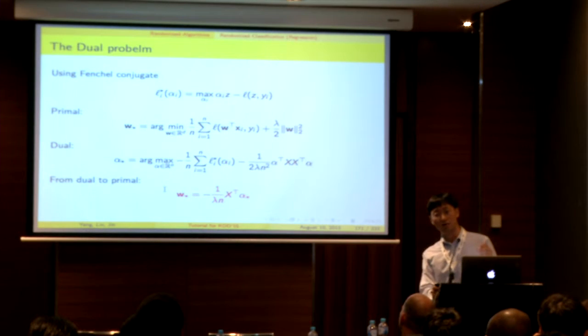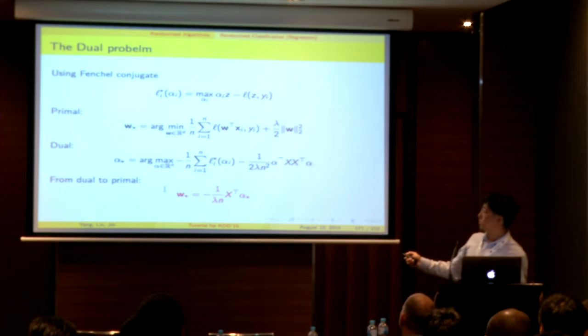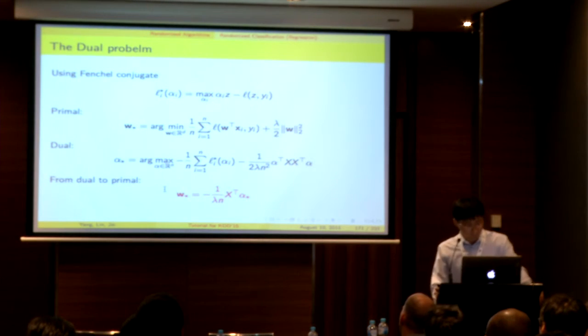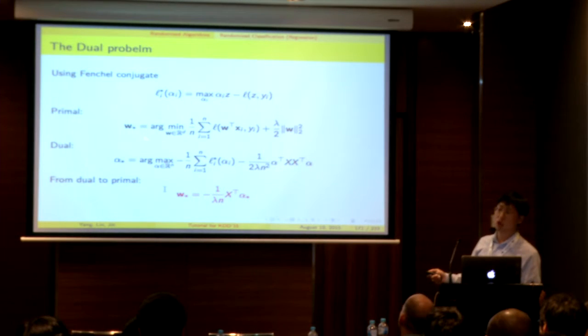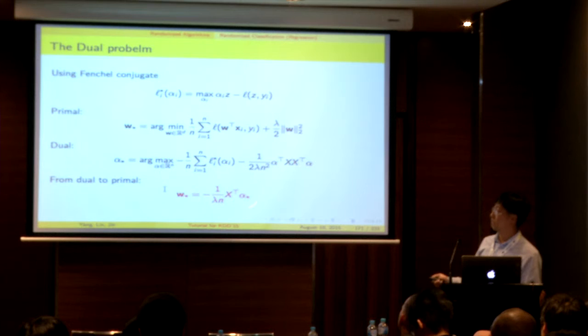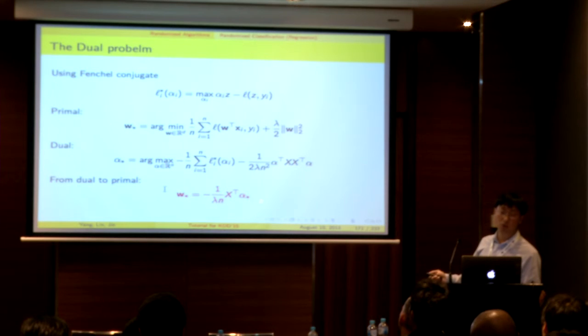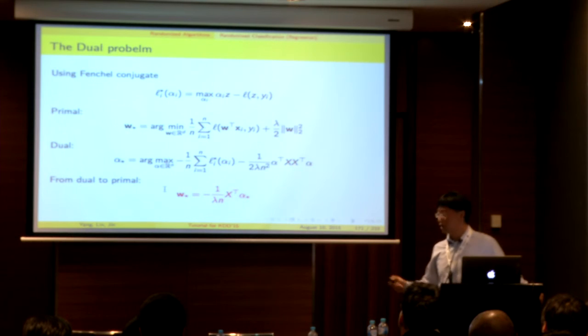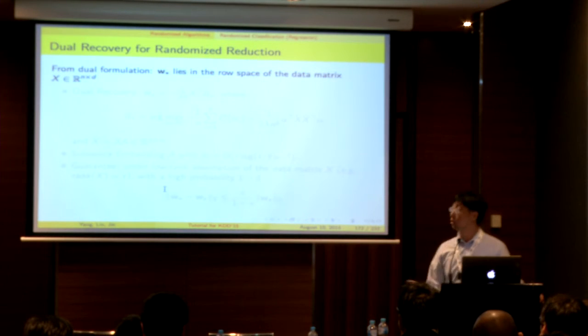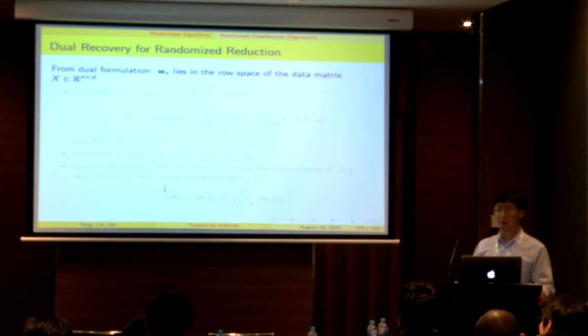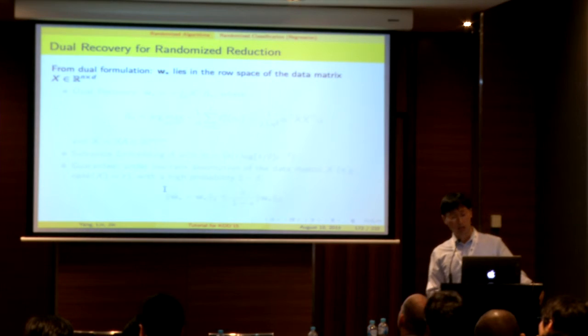If you want to use a kernel method, you can replace this Gram matrix with a kernel matrix. If we solve the dual problem, we obtain an optimal dual variable alpha star. We can easily construct the optimal primal variable w star, which is given by this formulation: the data matrix X transpose times the optimal dual variable alpha star, scaled by this factor. This has an important implication: the optimal primal solution w star lies in the row space of the data matrix X. This is the property we explore in dual recovery.